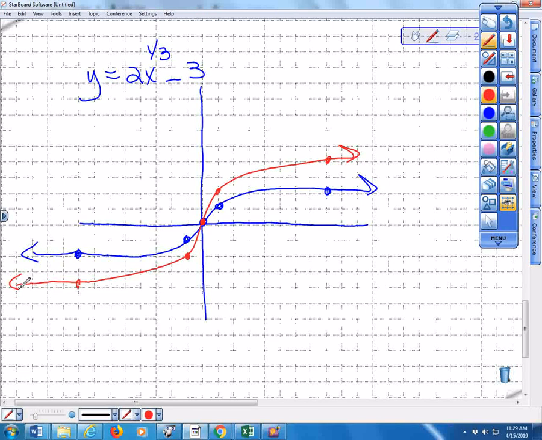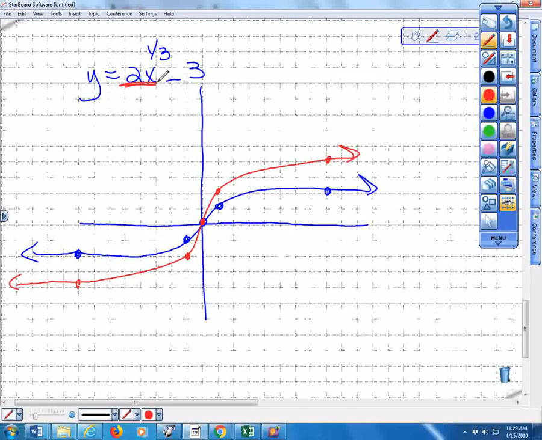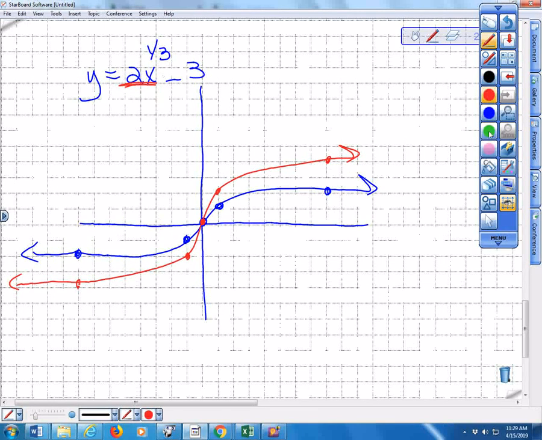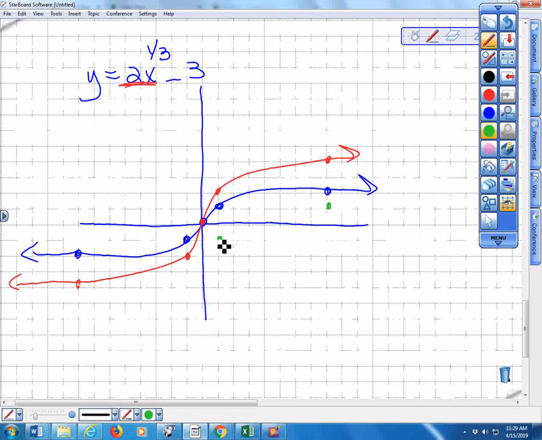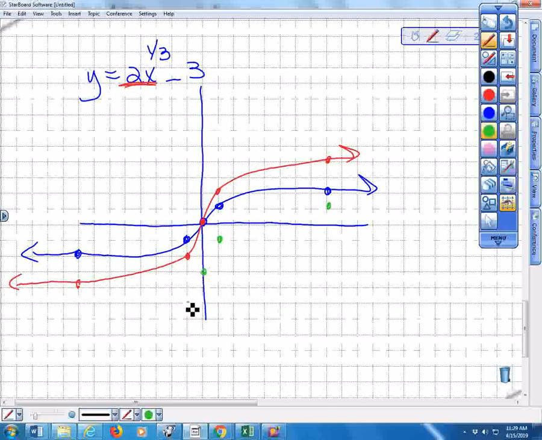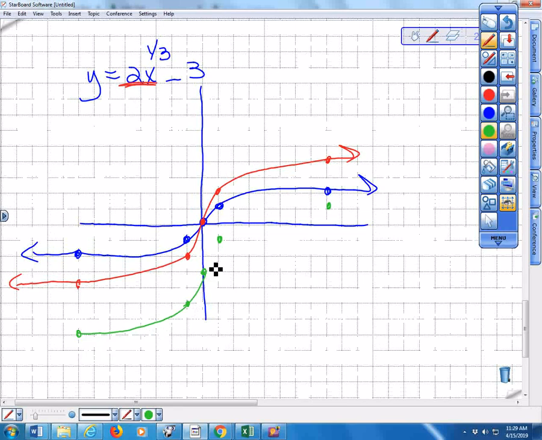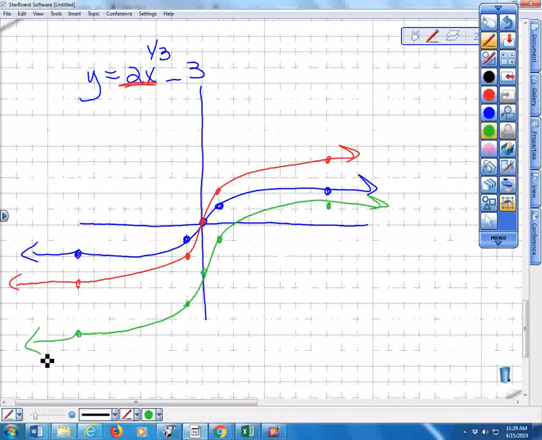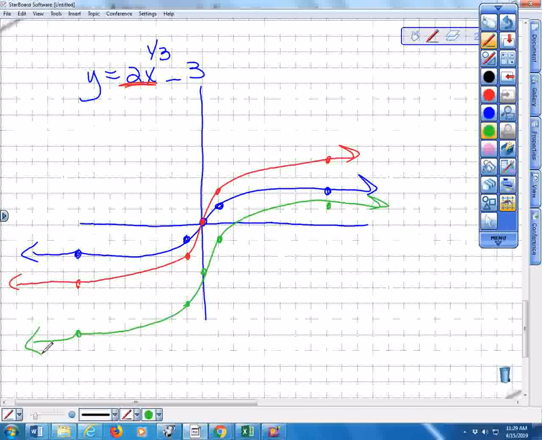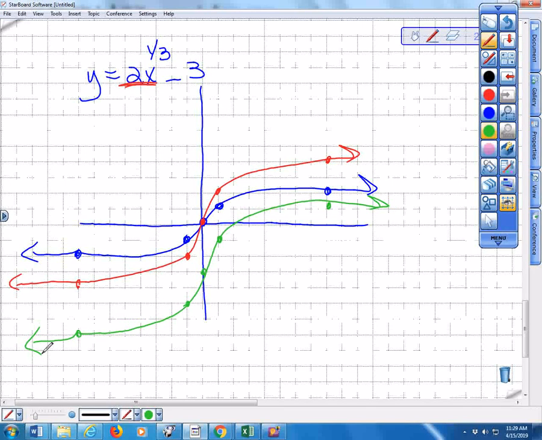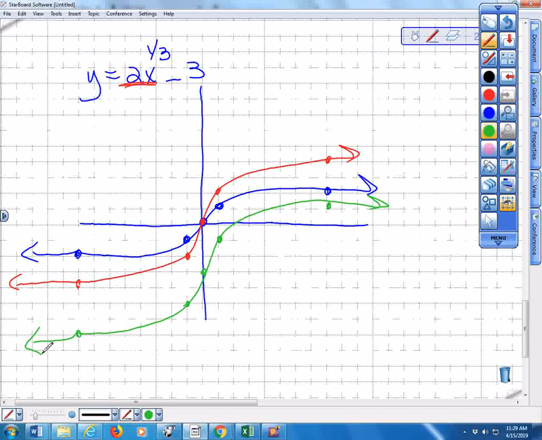Okay, so now I've taken care of this piece. But now I've got to shift everything down 3 units. So this point goes down 3. 1, 2, 3. This point goes down 3. This point goes down 3. There's my final graph. Something like that. Just shift it down 3. What's the domain? All real numbers. Yep, negative infinity to infinity. What's the range? All real numbers, negative infinity to infinity, because it's a cube root graph.